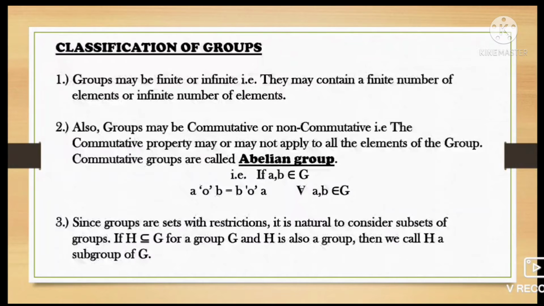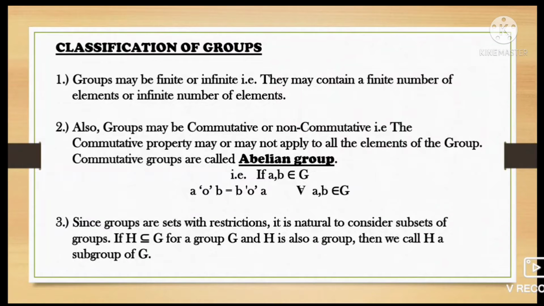Now, classification of groups. Groups may be finite or infinite, that is, they may contain a finite number of elements or an infinite number of elements. Second, groups may be commutative or non-commutative, that is, the commutative property may or may not apply to all the elements of the group. These commutative groups are also called abelian groups, that is, they satisfy the commutative property.